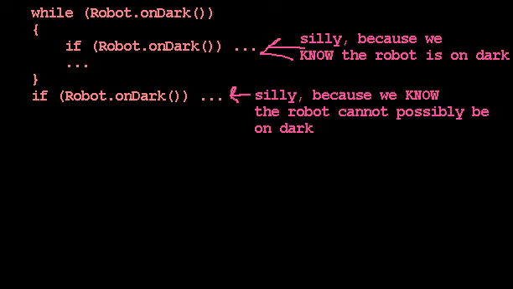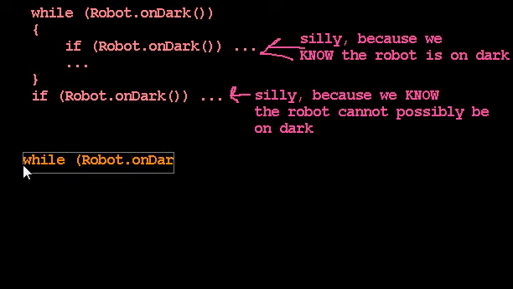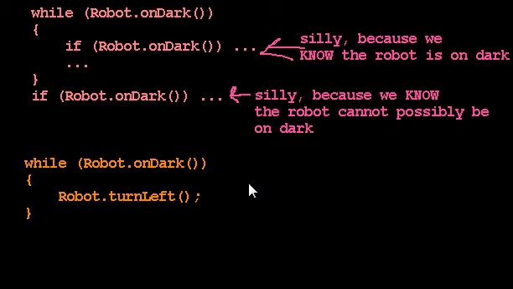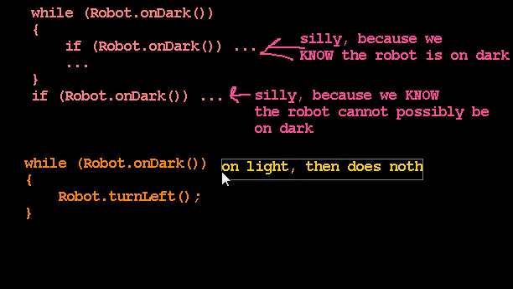So here's one. How about, while the robot is on dark, we will turn left. What does that code do? Think about that for a moment. While the robot's on dark, turn left. Well, it should strike you that there's two possibilities. If the robot is on light, then this code does nothing, right? If we're on light, we're not on dark, we don't enter the loop.